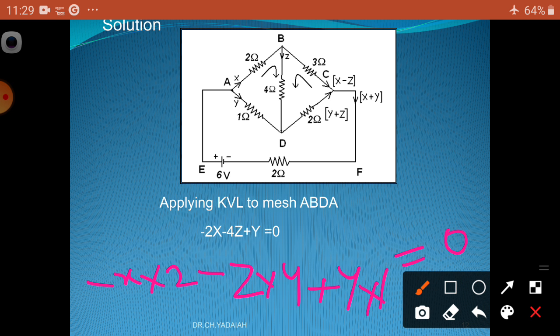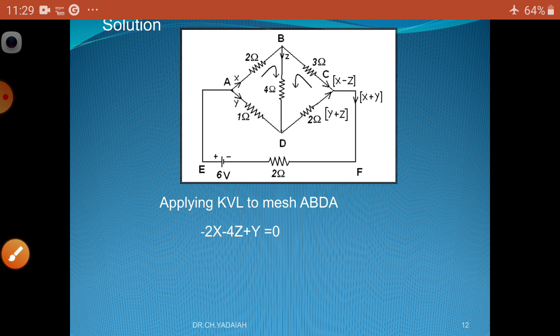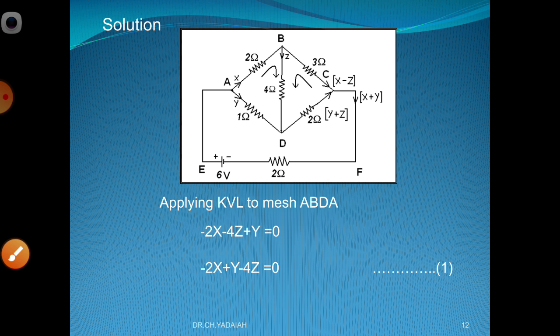So you can write it as minus 2x minus 4z plus y equal to 0. We are going to get the same equation. Okay, similarly you can write it and take another loop. Write the x term, y term, z term, similar to the previous one.